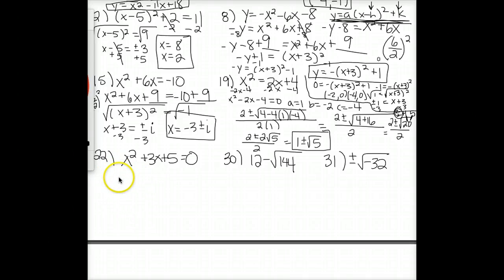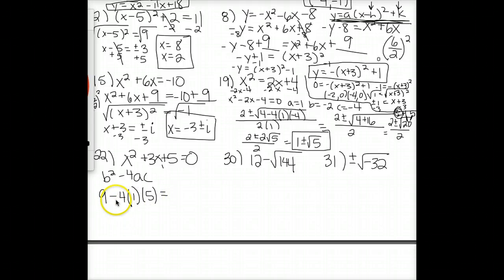All right, 22. The directions here ask you to find the discriminant and then list the number of solutions. So remember the discriminant is b squared minus 4ac. So b is 3, so b squared is 9, minus 4 times a, which is 1, times c, which is 5.